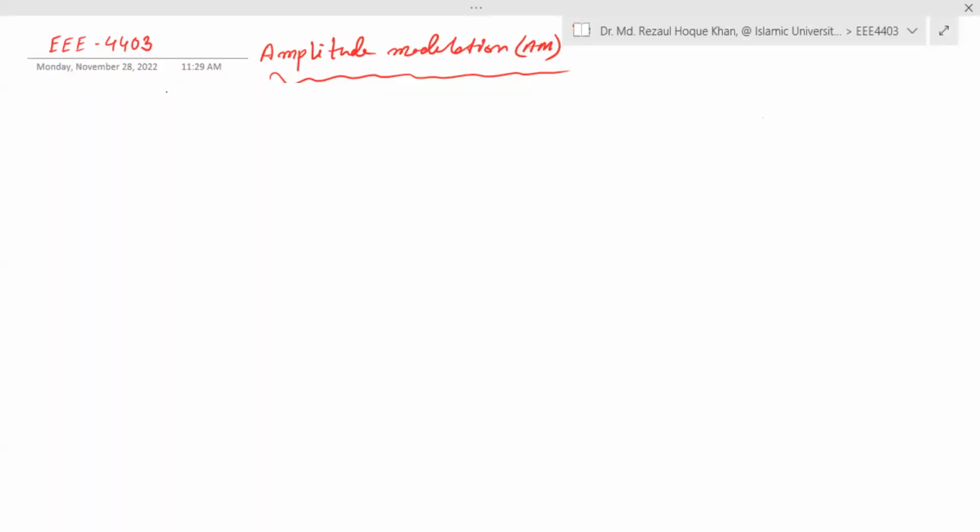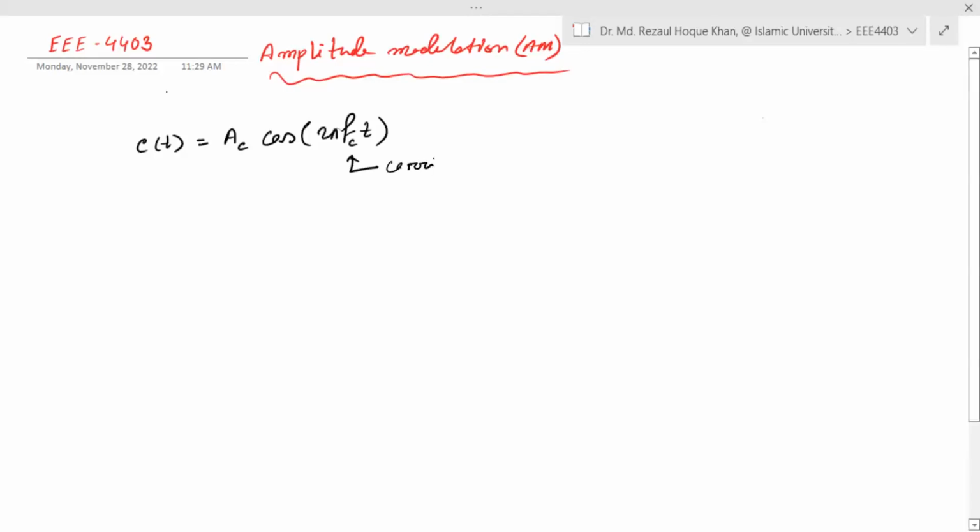So let us mention that for our case the carrier signal is c(t), which can be written as Ac cos 2 pi fc t. Here this fc is the carrier frequency, and this Ac is the amplitude of the carrier, and this is the carrier signal.